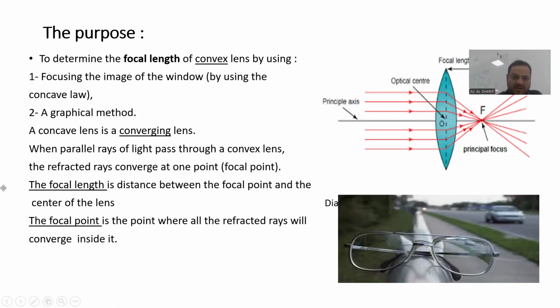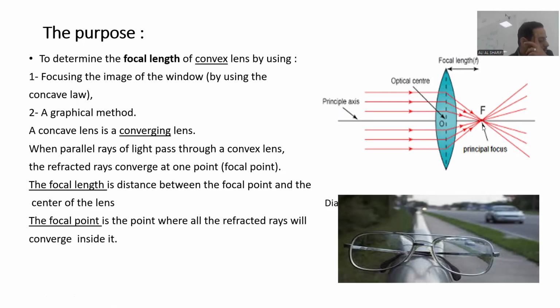Okay, let me start from here. A convex lens is a converging lens. What does that mean? That means at some point, this point is the focal point. All the refracted light rays will converge at this point, like this picture illustrates to us. The focal length is the distance between the focal point and the center of this lens.